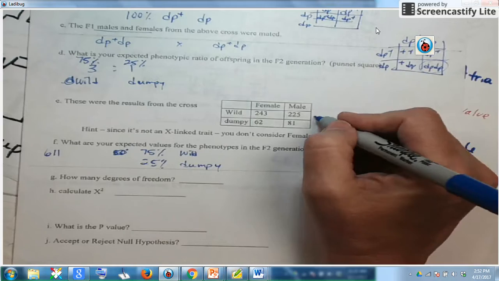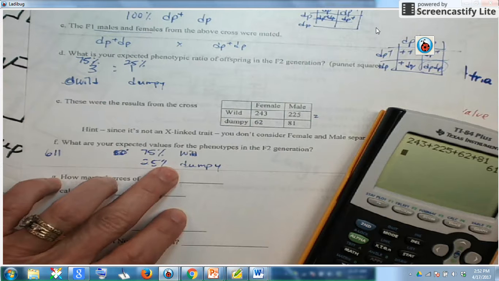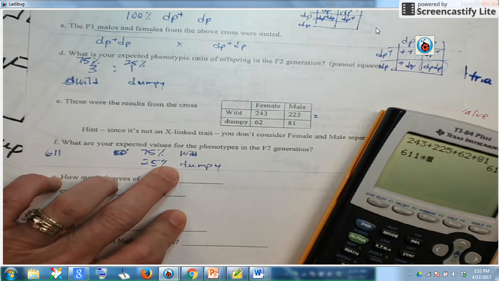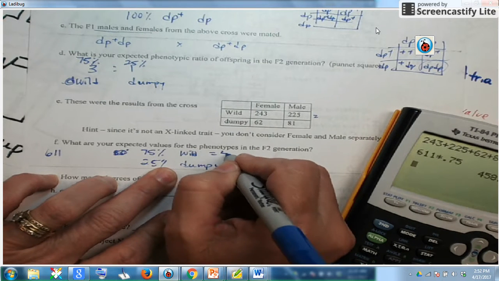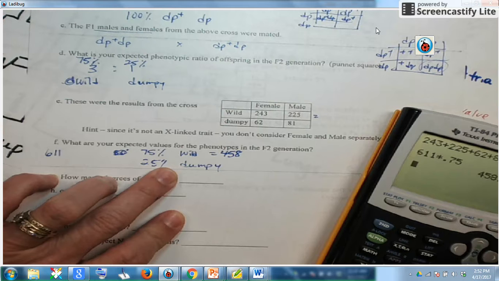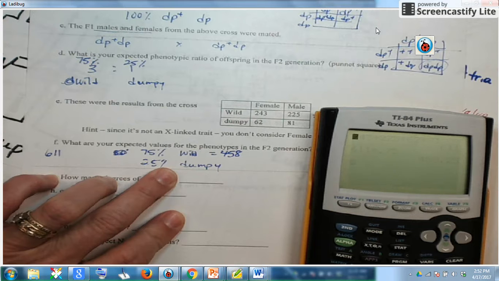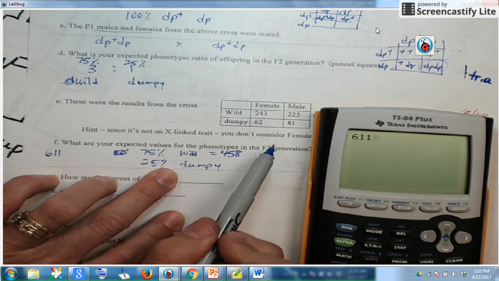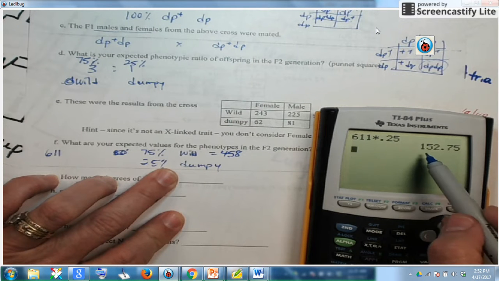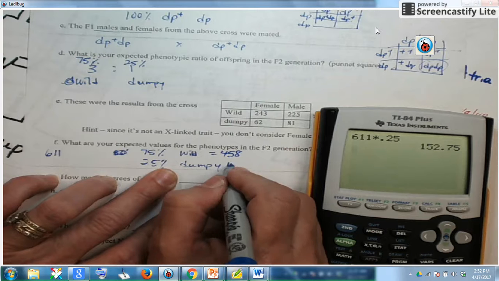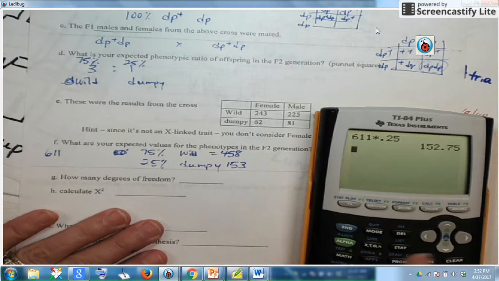Okay. So how many wilds do we have? So 611 times 0.75 gives you 458. So that's 458, and we're going to just leave that as 458. And then 611, because we had 611 total flies produced, and we expect 25%. So that's 152. We're going to round up, so that's 153 flies, because you can't have 3/4 of a fly. So this is our expected value.